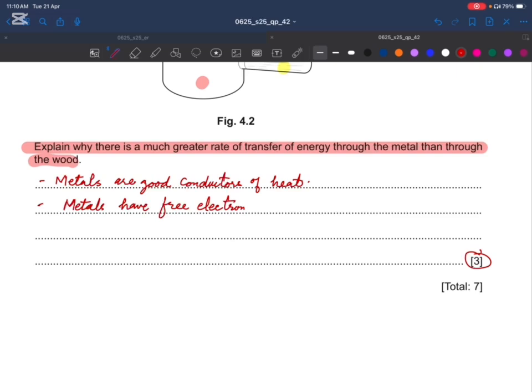So first of all, metals are good conductors of heat. Then metals have free electrons, not electron only. Free electrons carry energy through metal. So what is happening over here?